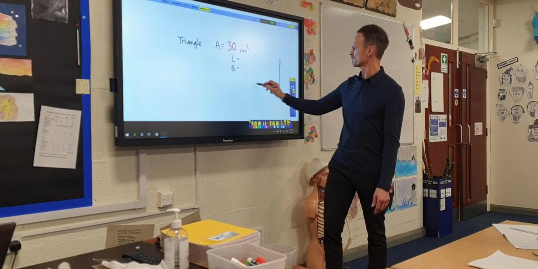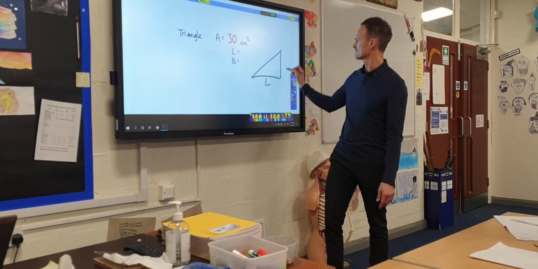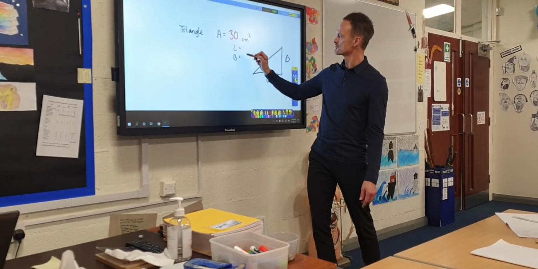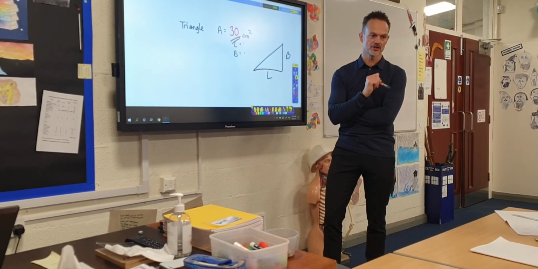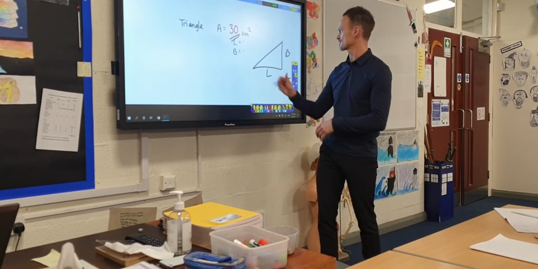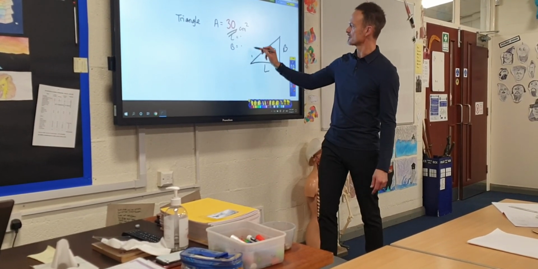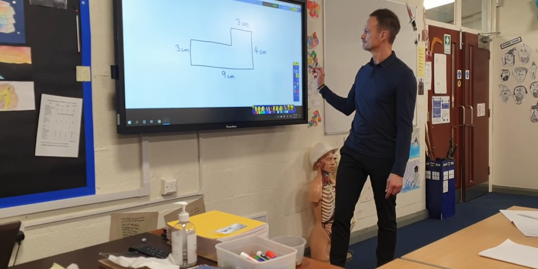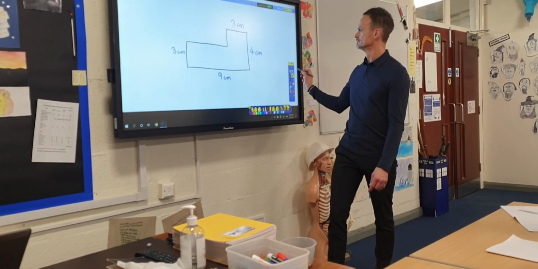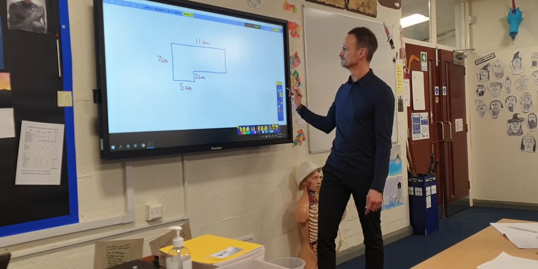Triangle area, in fact we've done these before today. Triangle area is 30, I need the length and the breadth. Izzy, this times this is a triangle, so what do I need to hit as my answer? Because it's not going to be 30. 60. As long as I get 60, I'm going to half it, and I'll be okay. Yeah? Should be okay.